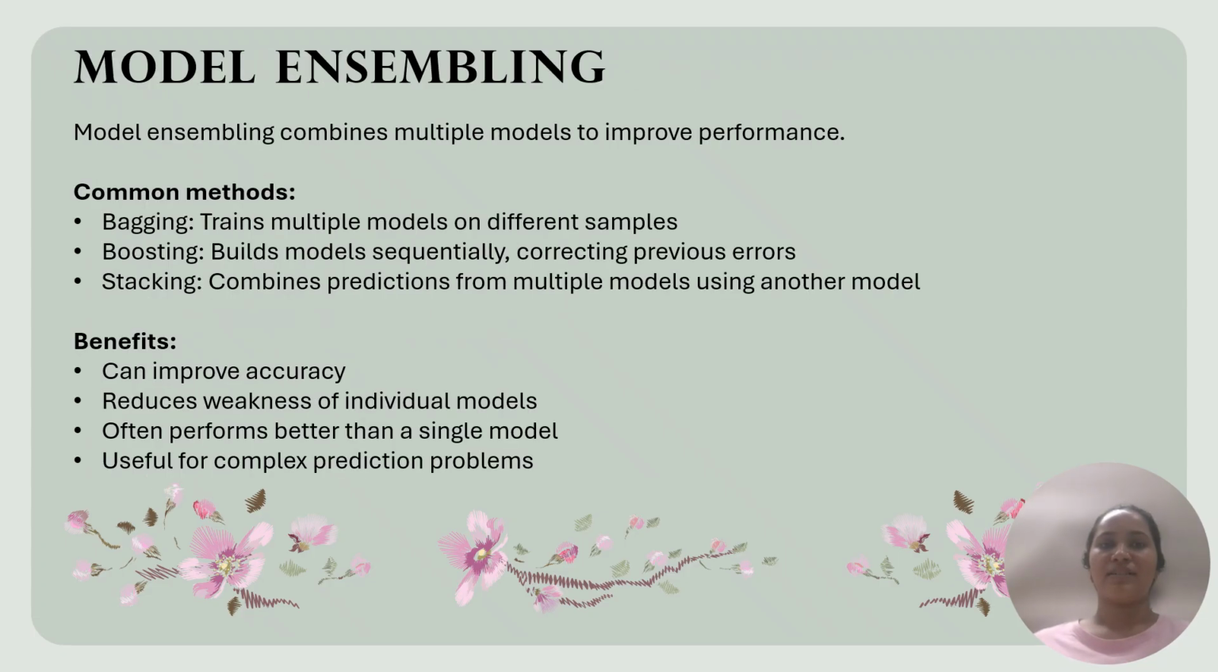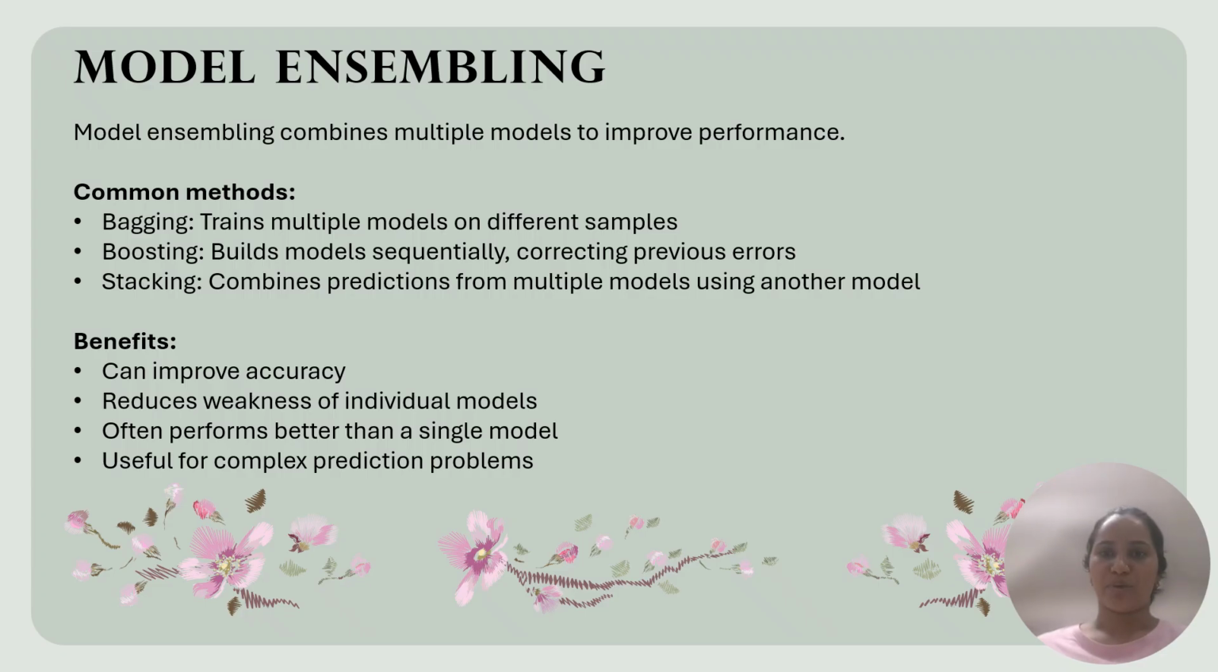Now, let us discuss a powerful technique used to improve performance, which is called model ensembling. Model ensembling is the process of combining multiple machine learning models to produce better predictions than a single model alone. The idea is simple. Instead of relying on one model's prediction, we combine the strengths of several models to achieve more accurate and reliable results. The first is bagging, short for bootstrap aggregating.